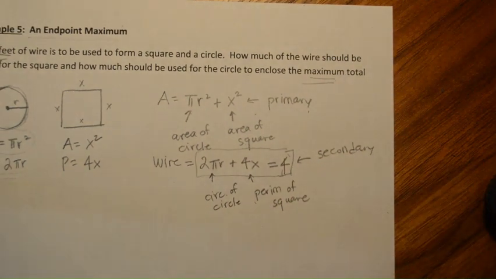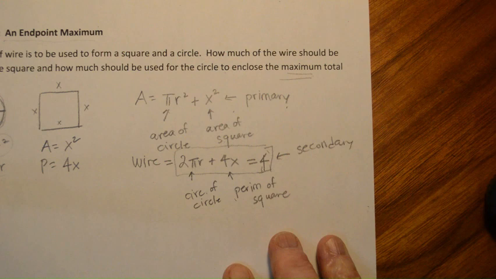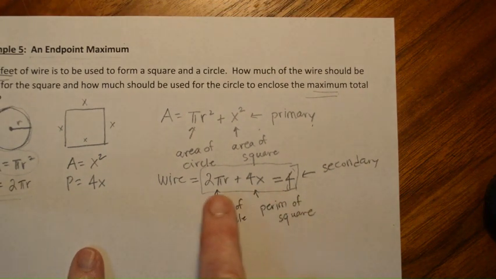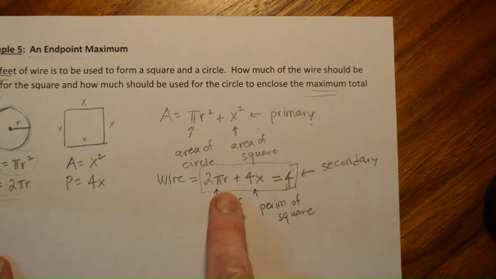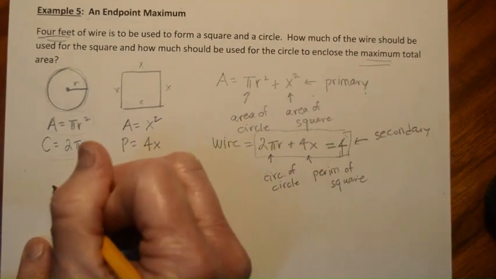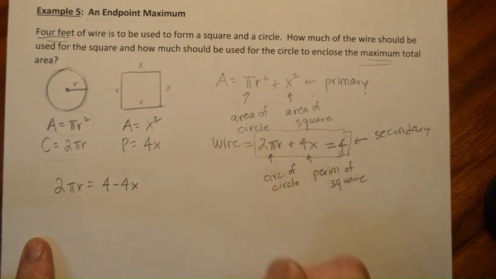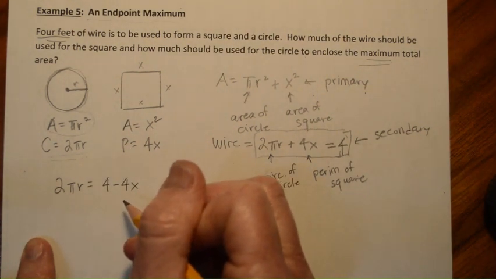Okay, and so we have to somehow get this in terms of a single variable. And I am going to choose to solve for r. If we want to get r by itself here, then we're going to have to move the 4x over to the other side. So we end up with 2 pi r equals 4 minus 4x. And then we'll divide both sides by 2 pi.